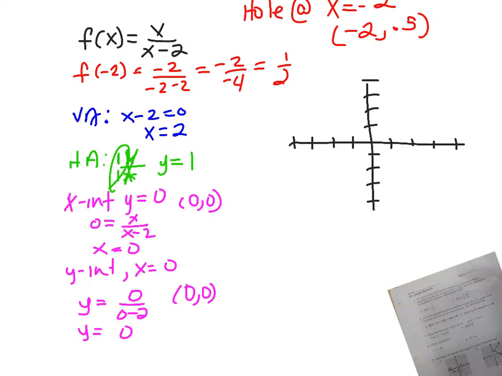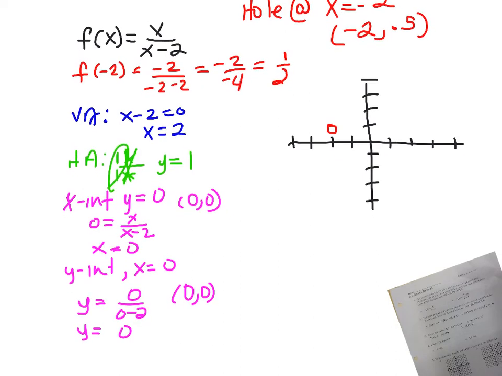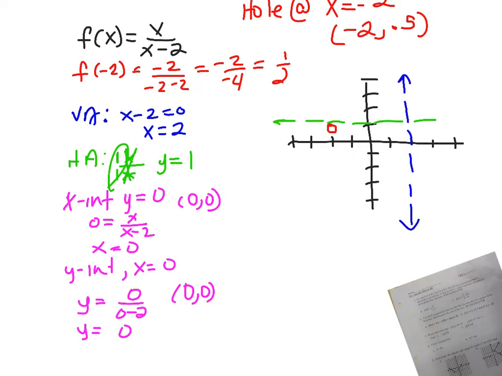Okay, so let's start with the hole. The hole is at -2, comma, a half. So let me bring that down a little bit. Okay, can't bring it down, so it has to stay there. All right, let's do our vertical asymptote is at x equals 2. And our horizontal asymptote is at y equals 1. So it should be right above the hole. Okay? And then we have an x and y intercept at the same place, 0, 0.